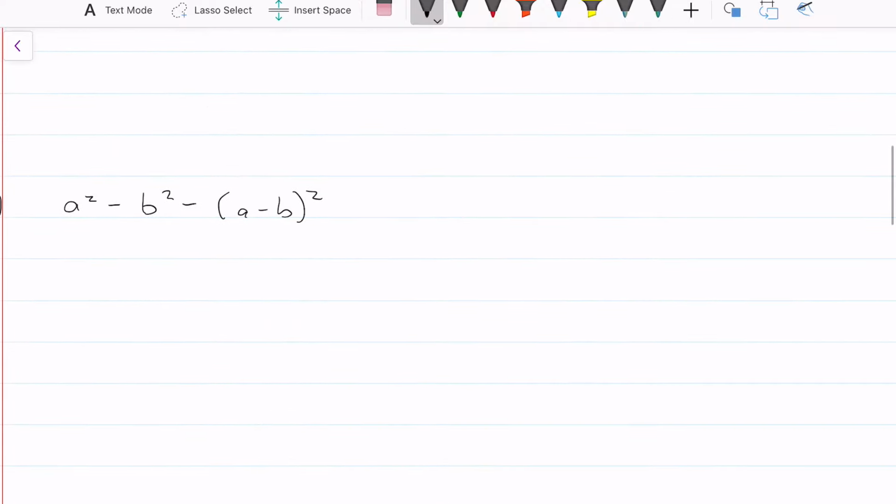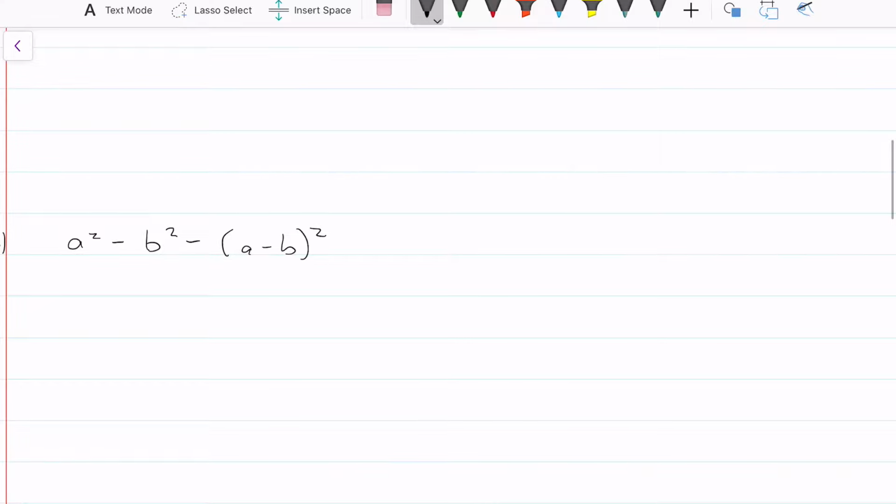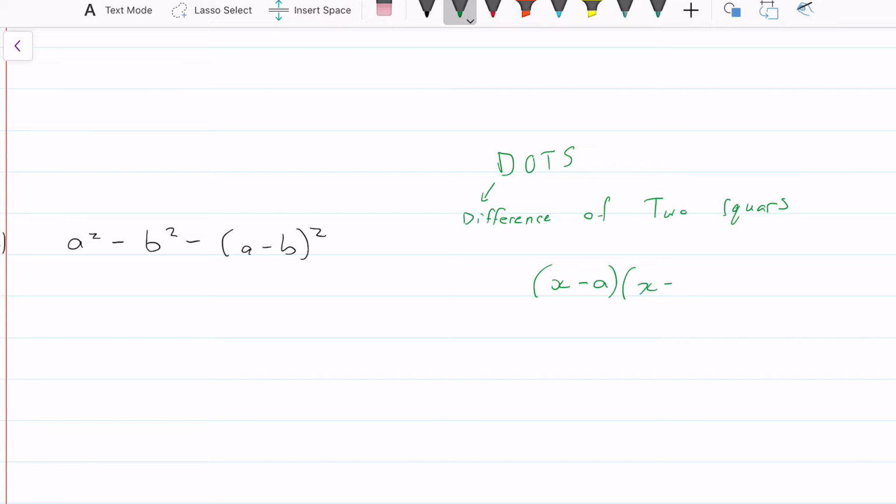Before we get into this, let's just have a quick recap on one of our rules, which I know as DOTS. What does DOTS stand for? It stands for difference of two squares. It's essentially a rule that says that (x minus a) times (x plus a) is equal to x squared minus a squared. So if we look, we've got that pattern, x squared minus a squared, or a similar pattern, right here.